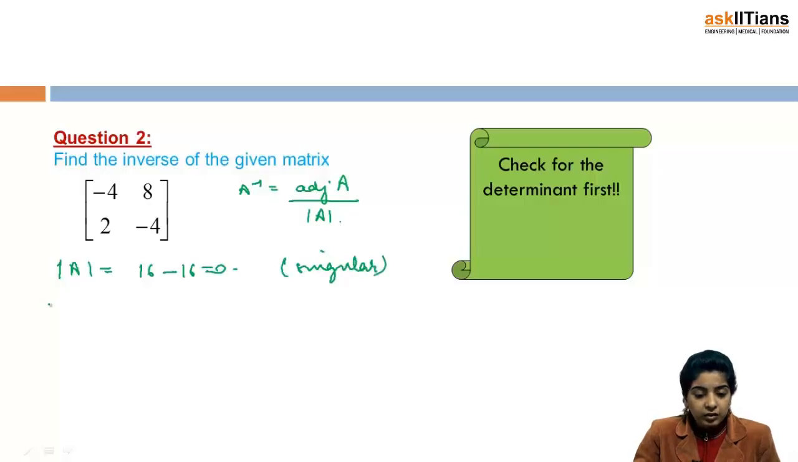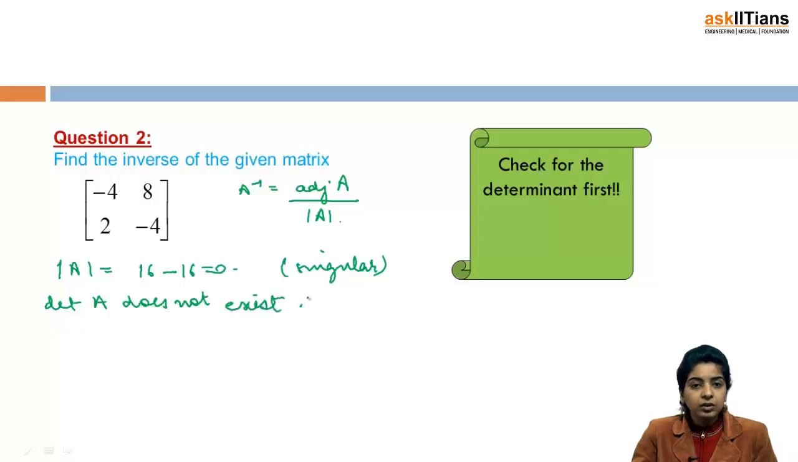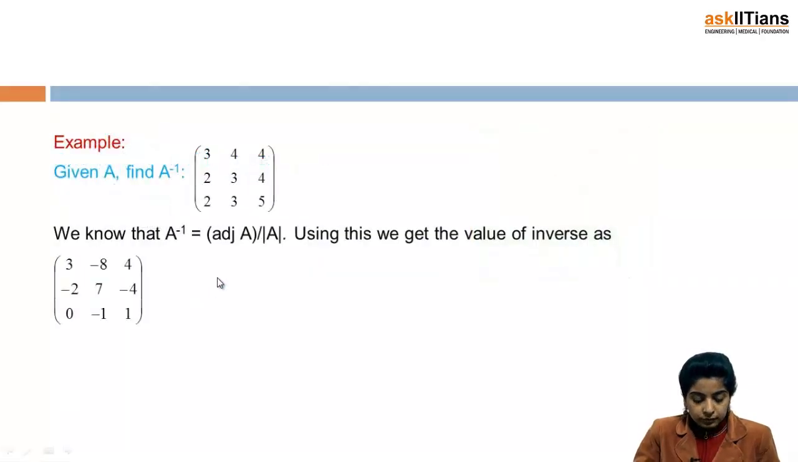So what does that mean? Determinant of A does not exist, because if the matrix is singular, determinant cannot exist, and therefore, this will be A inverse does not exist because determinant is coming out to be 0. Next we have another example that says, given A, find A inverse.